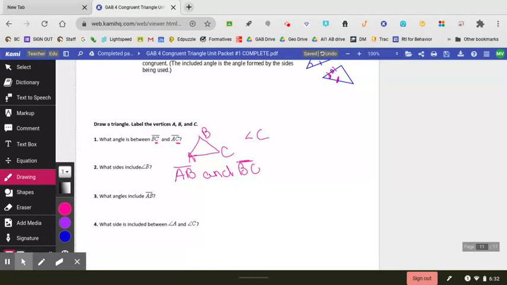What angles include AB? Well, that would mean that angle A and angle B are the 2 angles that include AB, meaning AB is in between those 2 angles. What side is included between A and C? Well, that would be side AC. Again, the 1 letter.